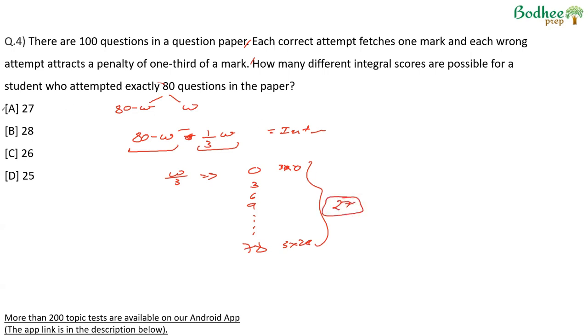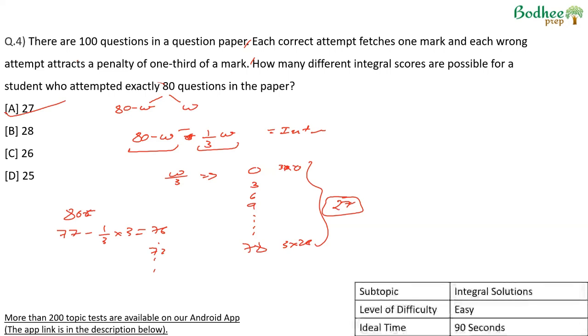And for each of these values, there will be a different score. For example, when W is 0, the score will be 80. When W is 3, the score will be 77 minus 1 by 3 into 3, which is 76. When W is 6, the score will be 72 and so on. 27 values are possible. I think easy question, not more than a minute and a half to solve. We're just looking at multiples of 3.